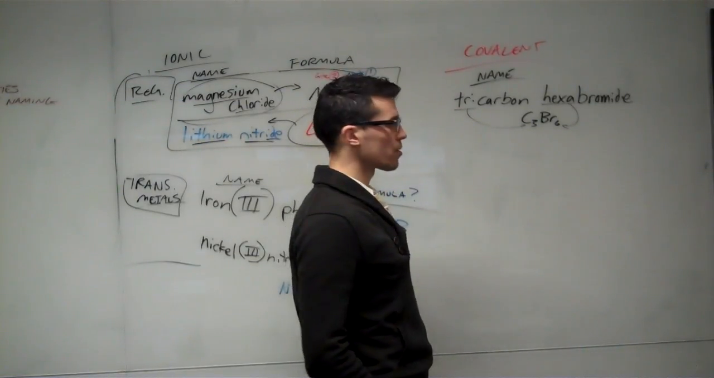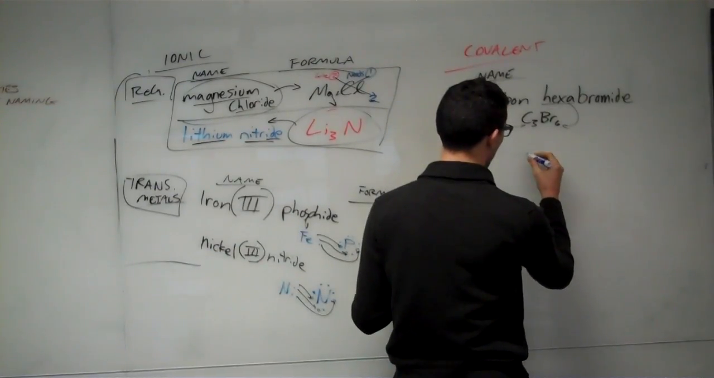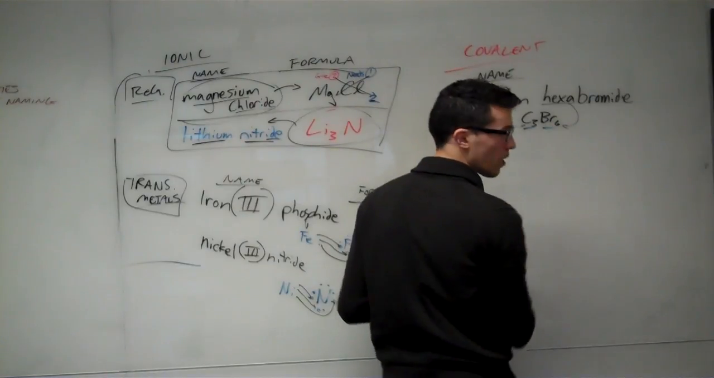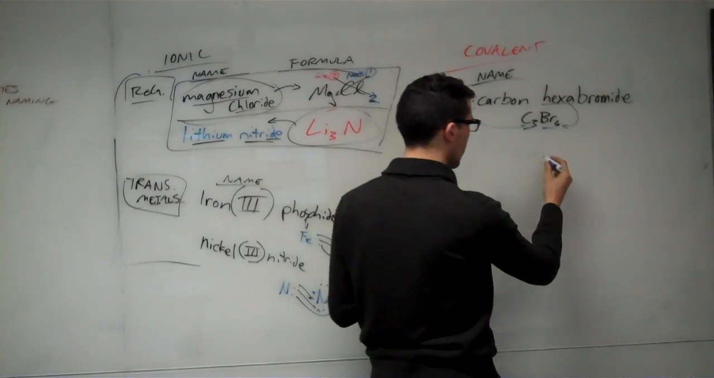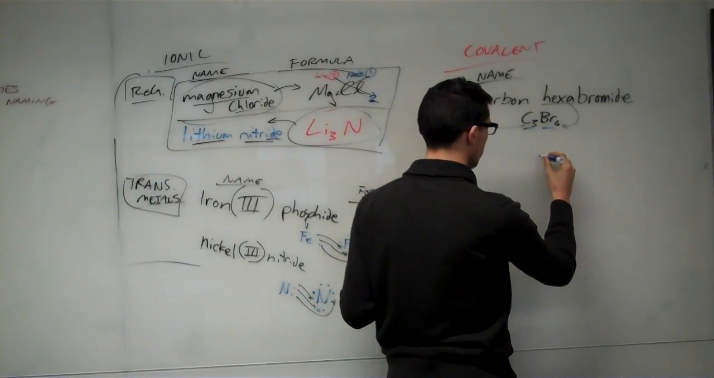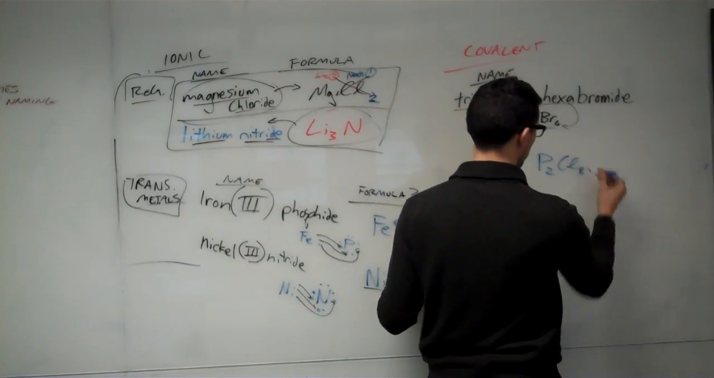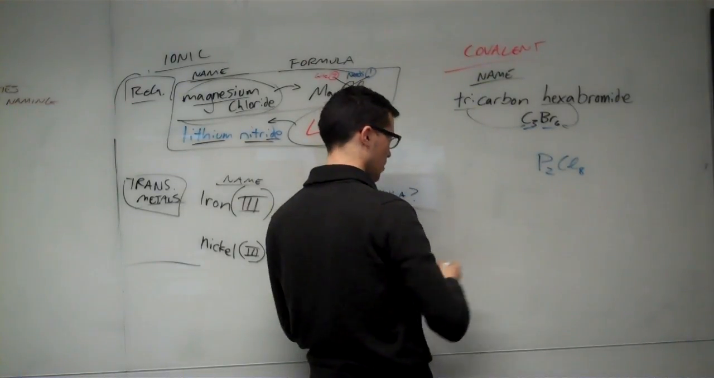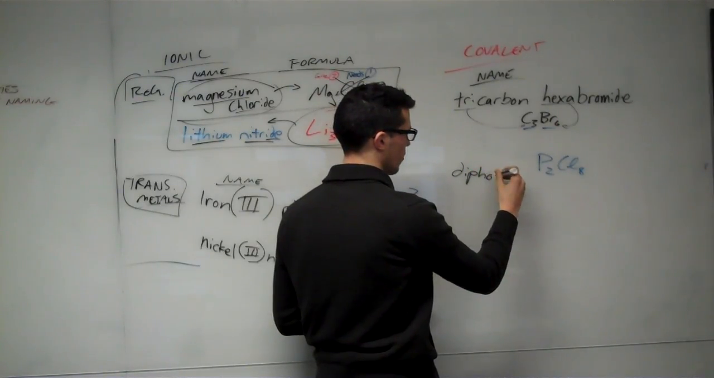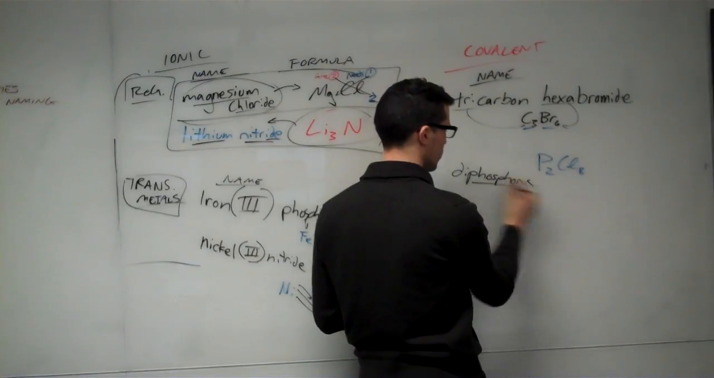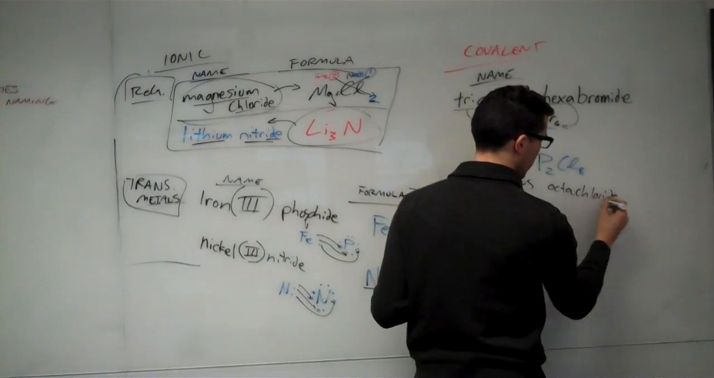So you would do the opposite, like formula to name. Yeah, I can do the formula to the name. Notice I'm only giving 2 different elements. I'm not going to give you 3 different things and ask you to name it. Given this formula, P2Cl8, what would the name be? Diphosphorus. Yes, diphosphorus, because the first element is just the full name. Octachloride. Yeah, octachloride. The second element gets the -ide.